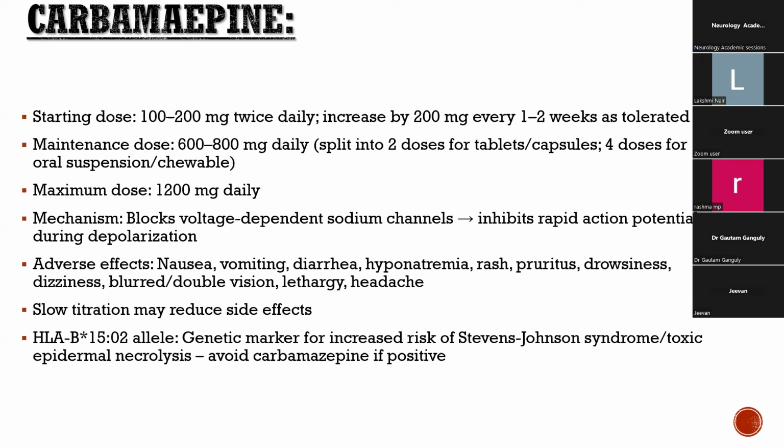Adverse effects include nausea, vomiting, diarrhea, hyponatremia, rash, pruritus, drowsiness, dizziness, blurred vision, as well as lethargy and headache. Slow titration may reduce the side effects. The HLA-B1502 allele can be tested as it is a genetic marker for increased risk of Stevens-Johnson syndrome as well as toxic epidermal necrolysis.